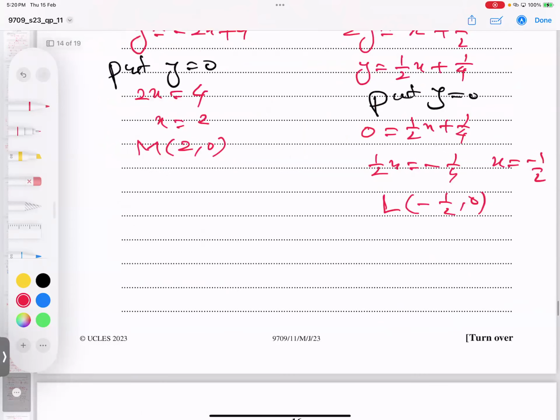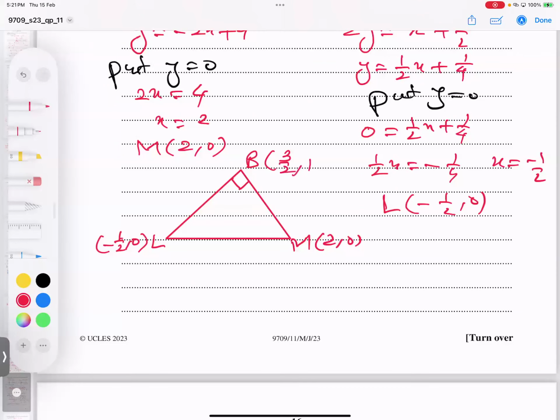So I'll show you the triangle method now. Attentive, please. This triangle, I get it. This is 90 degrees. This is M, this is L. The L coordinate is (negative half, 0), the M coordinate is (2, 0), and this is B, which is (3/2, 1). Now I will tell you two techniques to get the area of the triangle. Two techniques, not one. One easy and one a little bit lengthy, but I use the easy way. Hold on.